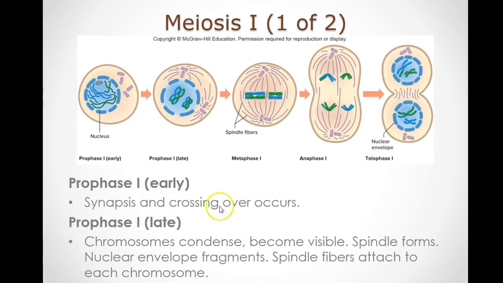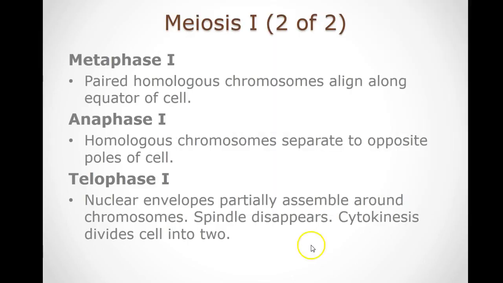So prophase, synapsis, and crossing over. Prophase 1 late, condense, they become visible, spindle forms, all of those things that we've talked about.